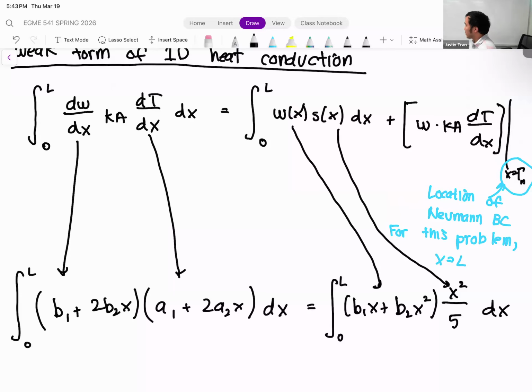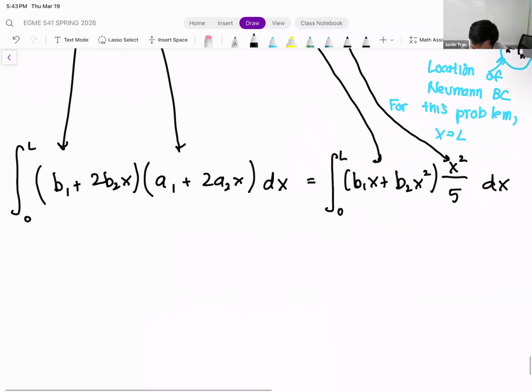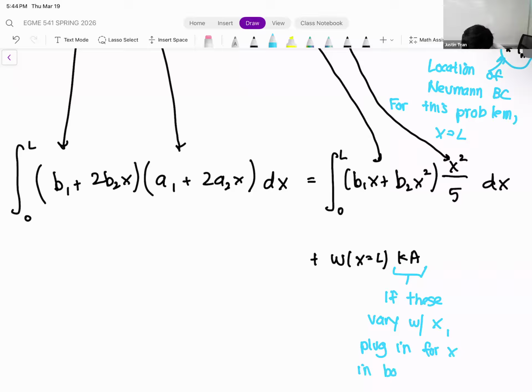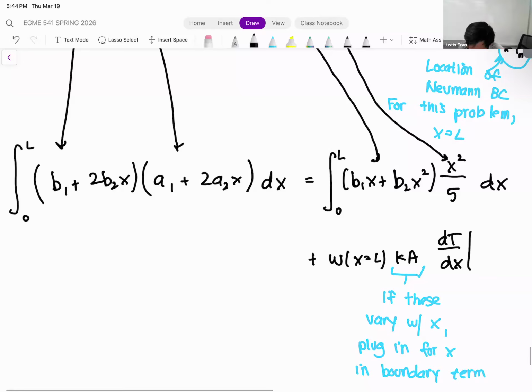All right, and then finally, we have the Neumann boundary condition term. So we're going to evaluate everything in that expression at x is equal to L. So plus w at x is equal to L multiplied by k times a, right? So in this particular problem, k and a are constants, right? So they don't vary. But in other problems you'll see on your homework eventually, your k and a could vary with x, and so make sure that you plug in the correct value for x for these expressions. Okay? So if these change with x, make sure you plug in the appropriate value for x when you're evaluating this boundary term. Okay. All right, but here they don't vary with x, so we're just going to plug in their constant values, and this is multiplied by dt dx at x is equal to L.